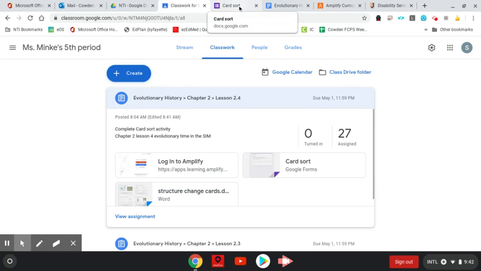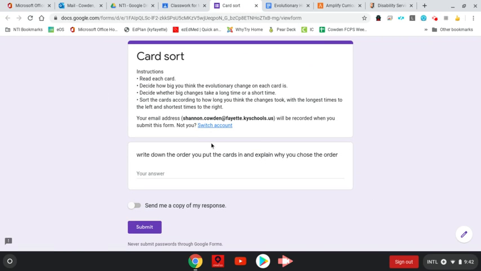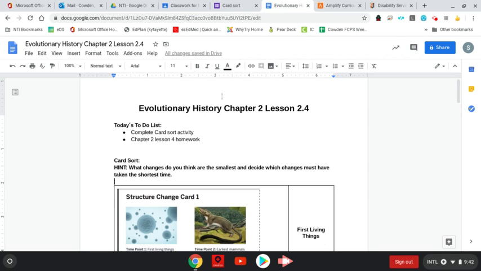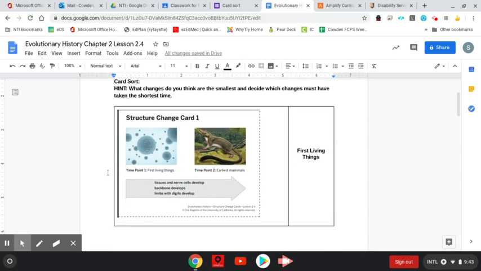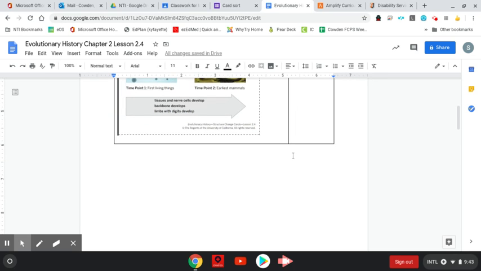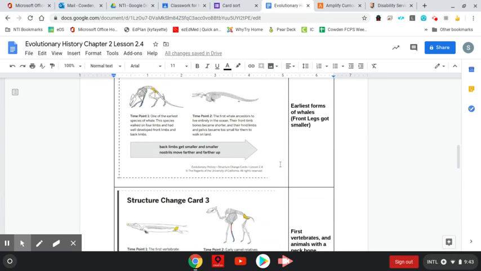So the first thing we're going to look at is the card sort. When you open your Google form, it's going to have the instructions right here. You will write your answer in the space provided. I have created a document that has a to-do list for today. It has complete the card sort activity and complete Chapter 2 Lesson 4 homework. I have the cards right here with little hints to help you go through and put them in the correct order.